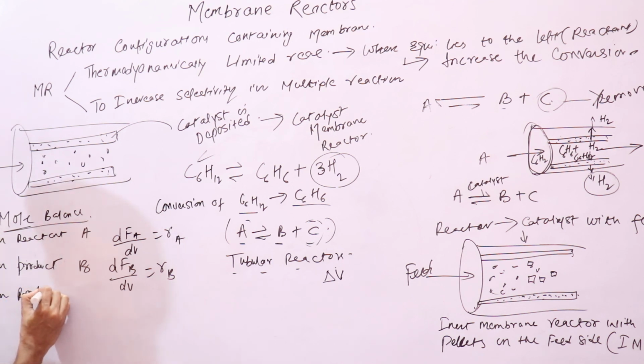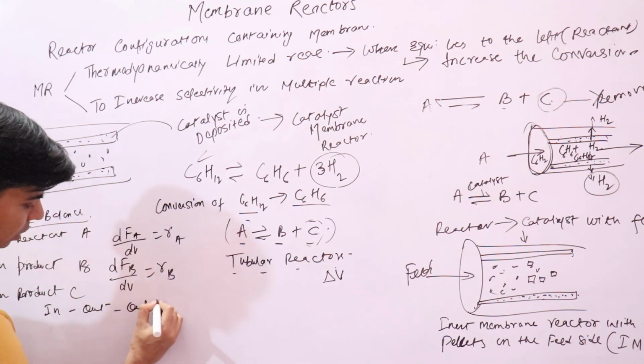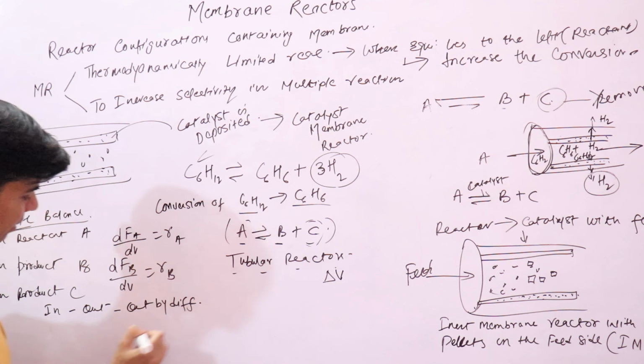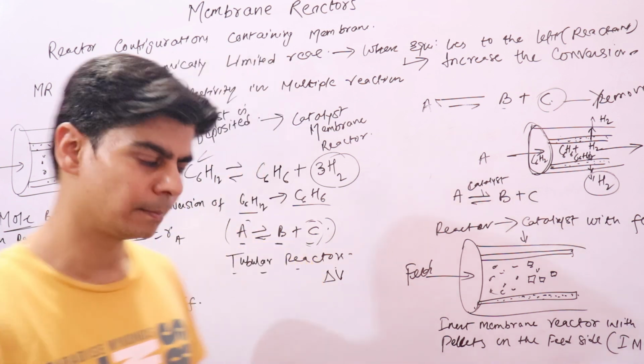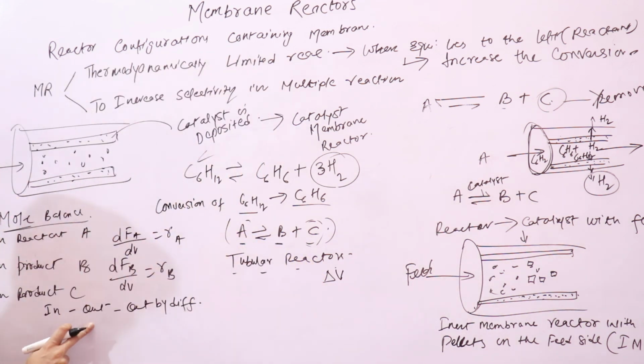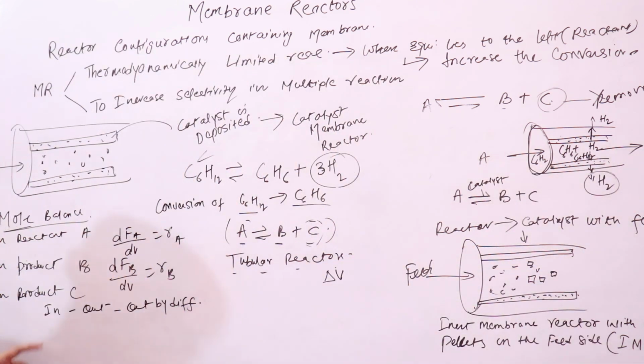When we do it on product C, which is passing out of the reactor, let's see. In mole balance, what we used to do is in by flow minus out by flow. This is how we used to do it. Now in this case, out by diffusion, because this product C is getting removed through this membrane via diffusion. So we will say out by diffusion, and out. Out is when it is coming out of the reactor normally. In minus out by diffusion plus generation.